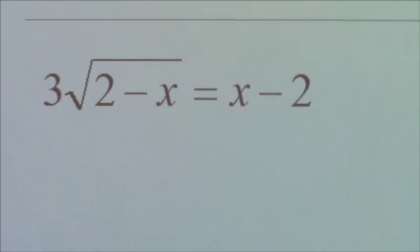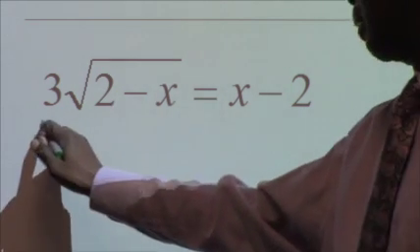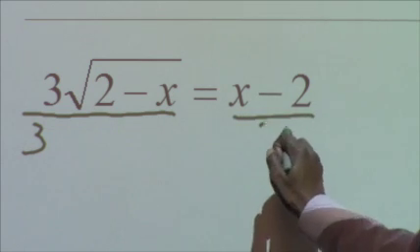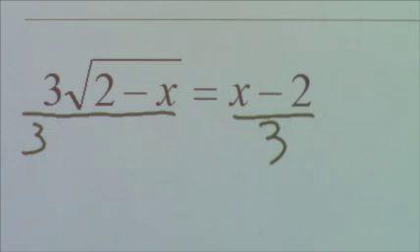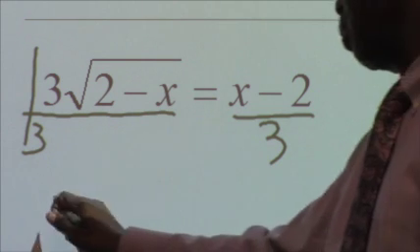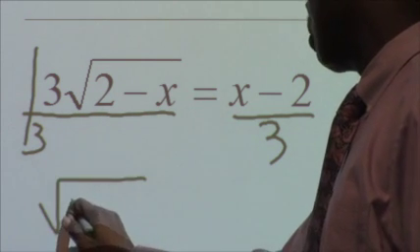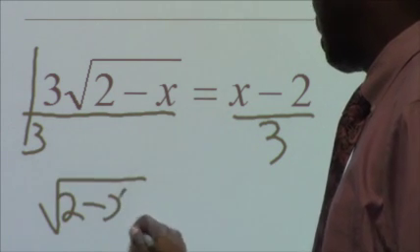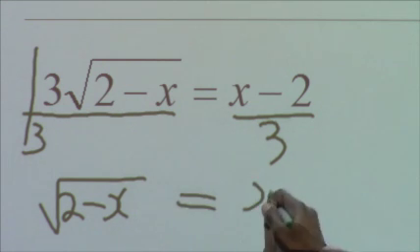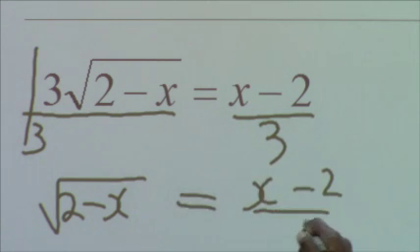The first thing is basically, if it is possible, let us isolate this radical over here. So what we're going to do here is, the first thing, divide by 3 and divide by 3. Well, we could have kept it like that and done it, but let's do it this way. So we cancel this. So what we're going to have here is 2 minus x equals x minus 2 over 3.